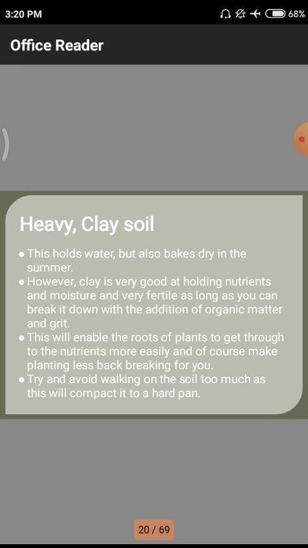Next one, try and avoid walking on the soils too much, as they will compact to hard pan. That means try and avoid walking on those particular soils, because there may be a chance of skidding due to the varying particle sizes, the fine and coarse particles, so we need to compact as hard as possible.